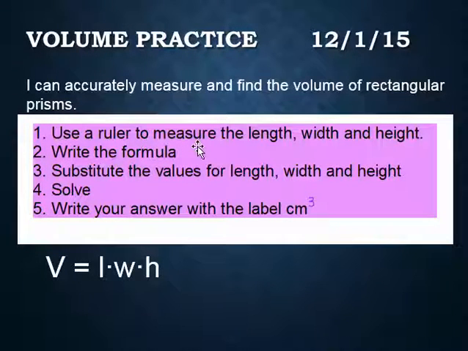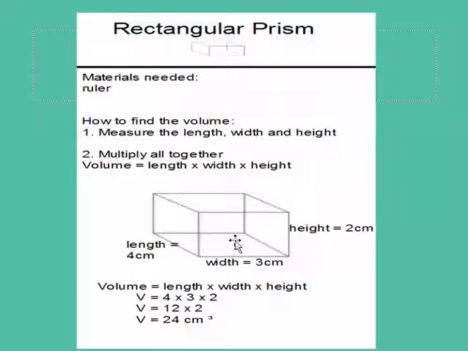We found the volume of a few tissue boxes in class, the brownie box, as well as the tea box. So we used our ruler, found the length, the width, and the height. We wrote the formula. We substituted length, width, and height for those values. We multiplied together, and then we labeled our answer. Remember, we called these the Frisell steps. And this is what's in your notes to kind of remind you how to do that.